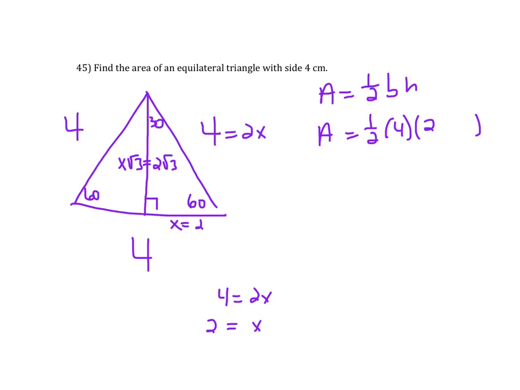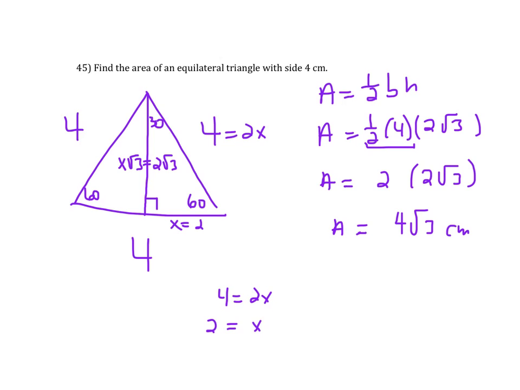And let's plug that into our area formula. So half of 4 right here just gives us 2. And then we're going to multiply it by 2 square root of 3. 2 times 2 square root of 3 is 4 square root of 3. And we need centimeters squared. It didn't say to round to the nearest tenth, so that's how I knew to find the exact area.